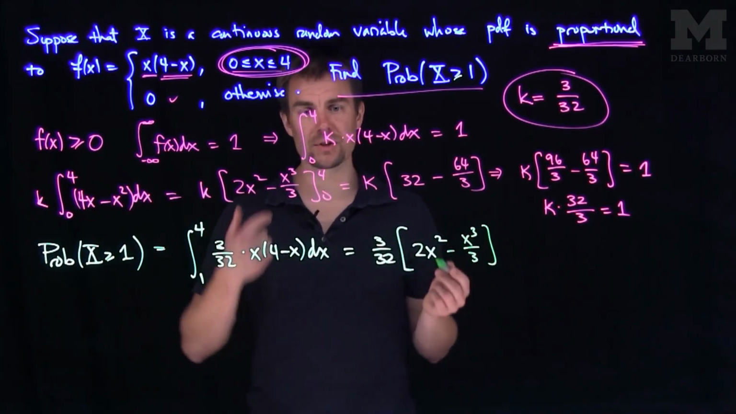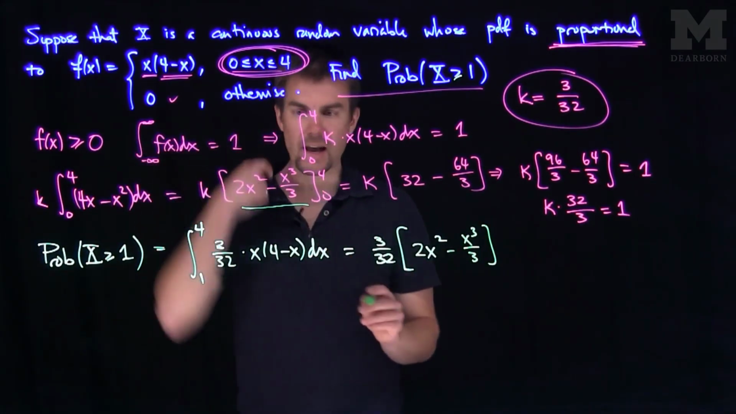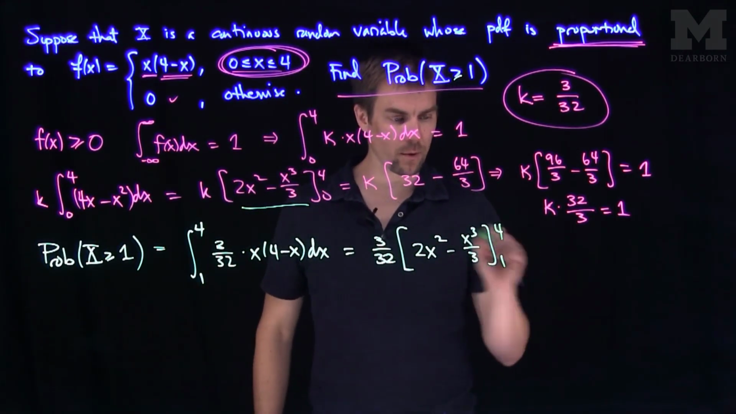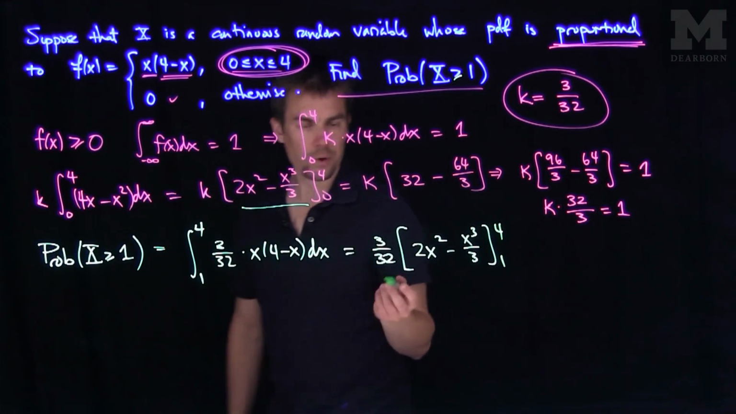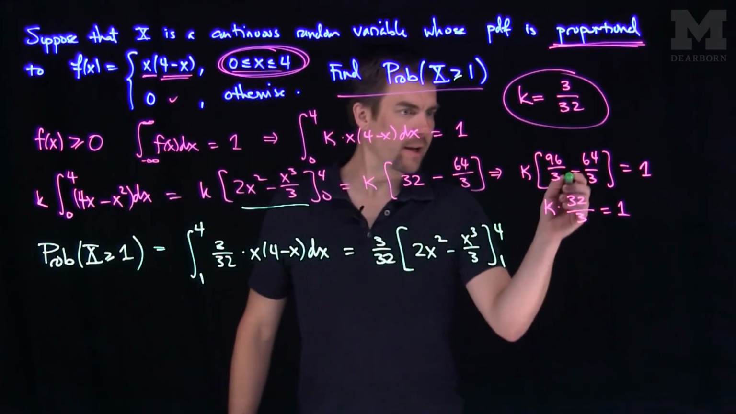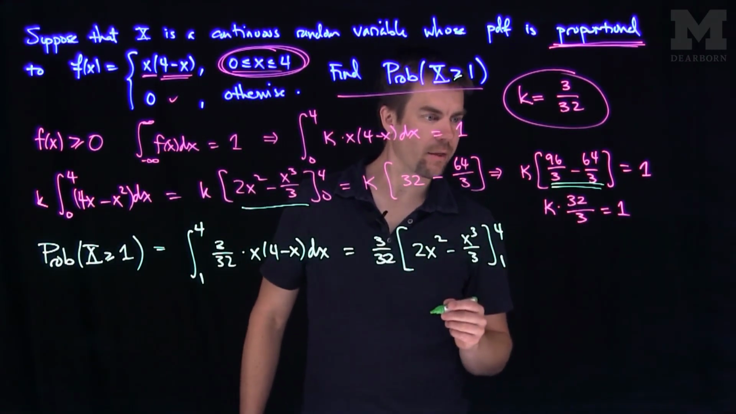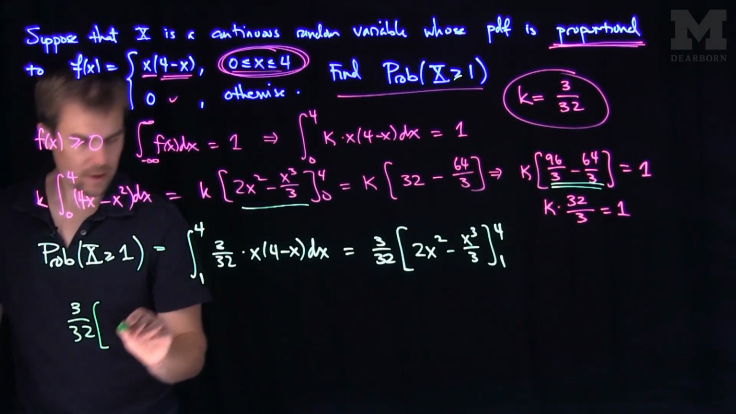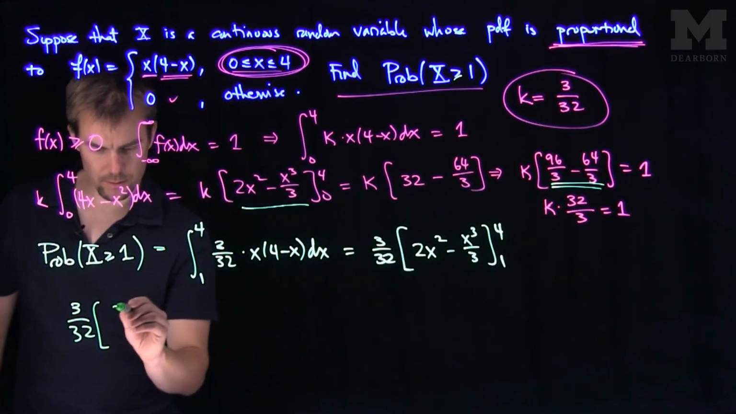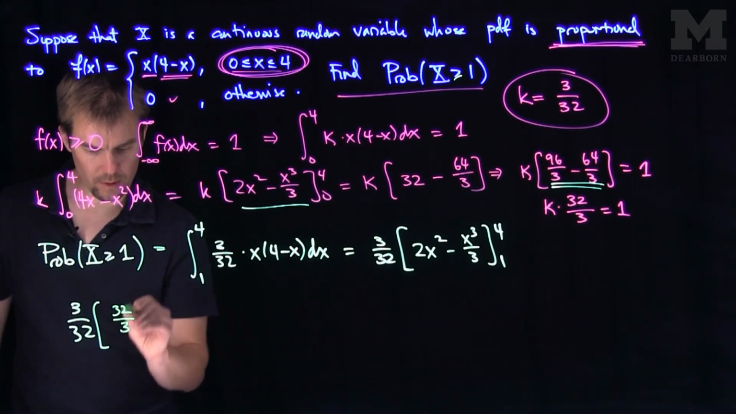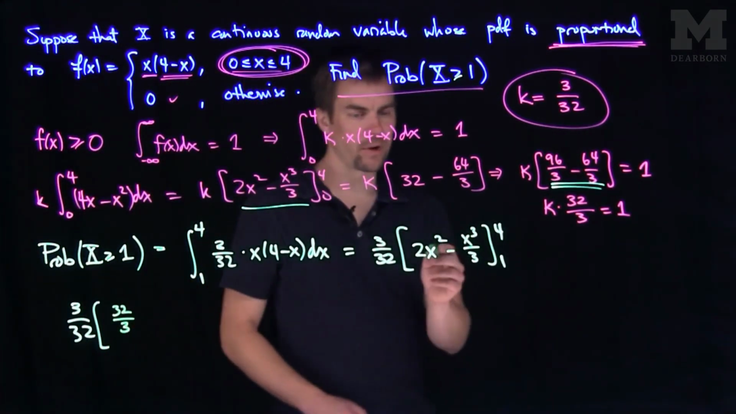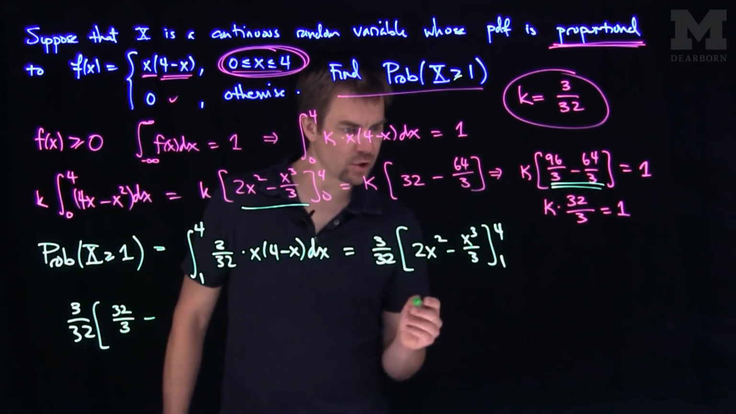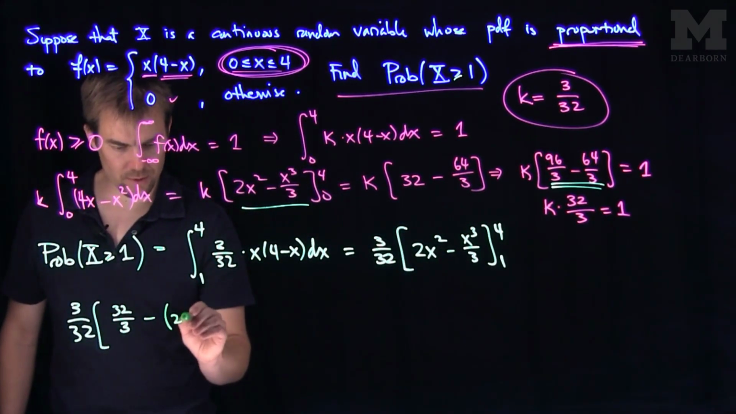And we see we're in the same position as last time. The same integration appeared again. So we're fortunate, we can save ourselves a little bit of work that way, from 1 to 4. Now we know that when we plug in 4, we get 32 over 3. So we're going to have 3 over 32 times 32 over 3. And now when I plug in 1, I'm going to get minus 2 minus a third.